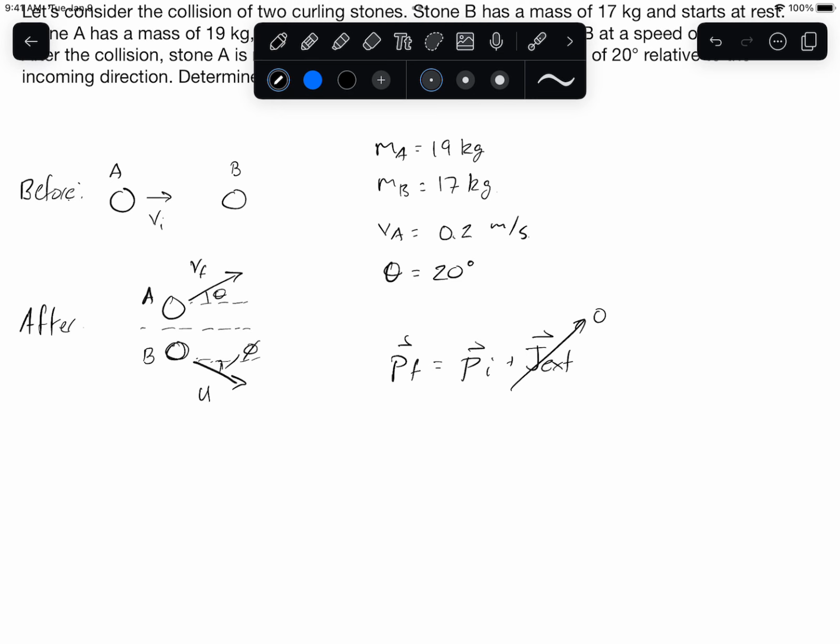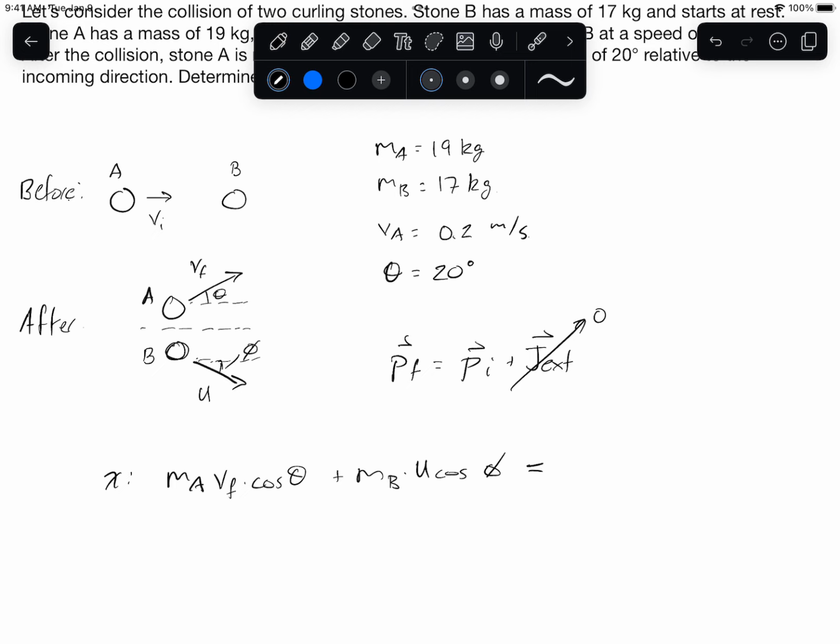So we want to write this equation here. This equation is a vector equation, so this is true for the x-axis and for the y-axis. So let's go ahead and start going through that. For the x-axis, final momentum: I look at my final picture and I have M_A, and the velocity along the x-axis is V_F cosine theta. Mass B is also moving along the x-axis, and it has a velocity of u cosine phi. Okay, and that is the total momentum in the after picture.